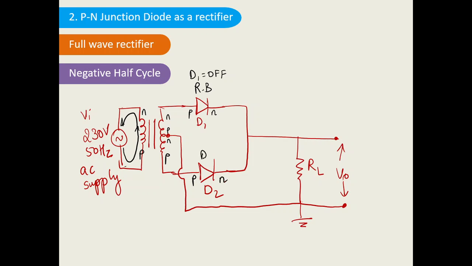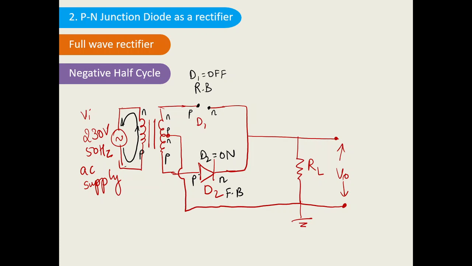Now this D2 will be on, or we can say this is the forward bias condition. Now you see that P is connected to N and N is connected to P. So if it is reverse bias, it can be replaced by an open circuit, such that no current will flow through it.